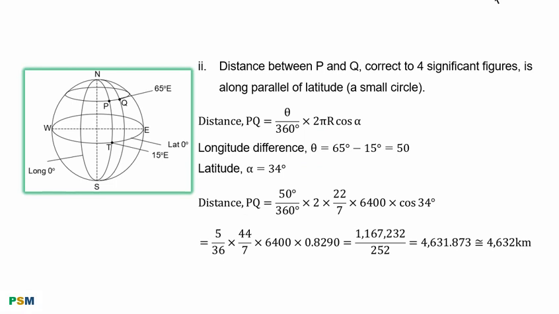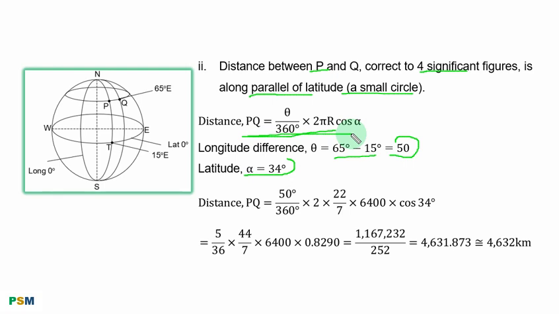Roman figure 2 of part B. Distance between P and Q correct to 4SF. That distance is along parallel of latitude, which is a small circle. Such a distance is given by this formula. Theta, the angular difference between the longitudes, is through subtraction. You have 50 degrees. Alpha, angle of latitude, is equal to 34 degrees.